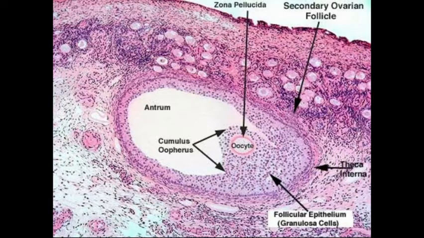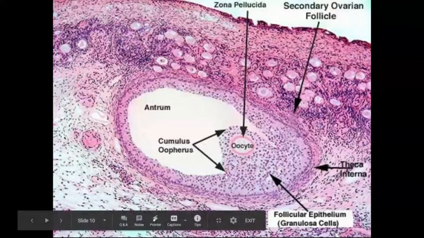Here's an actual stained picture. So what we can see here are some follicles that have not come to development yet. See how small they are in comparison. Here is a follicle that's just about ready to ovulate the secondary oocyte.